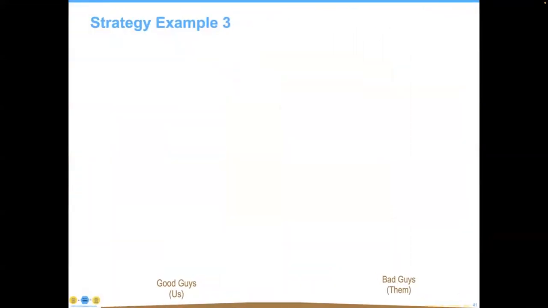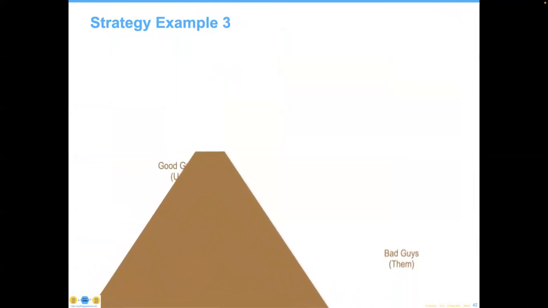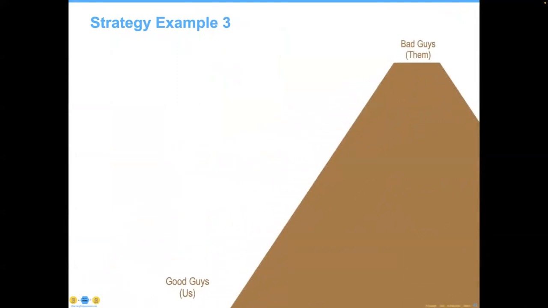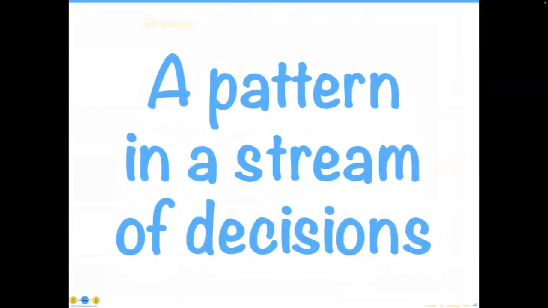Here's number three: for the good guys on the left and the bad guys on the right, we're going to employ one strategy if we're here. We're going to employ a different strategy here. If we're up at the top of the hill and the bad guys are down at the bottom, then we will do one thing, and something different if the bad guys are at the top of the hill and we're at the bottom. So pattern in a stream of decisions should make sense now. And none of the 100-page PowerPoint decks or anything else are important relative to that piece.